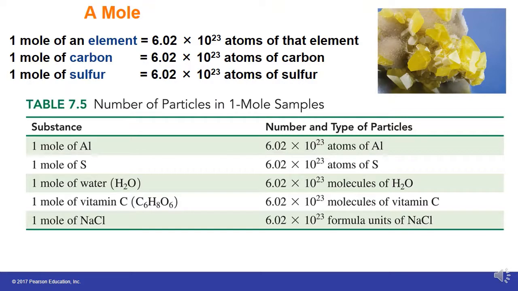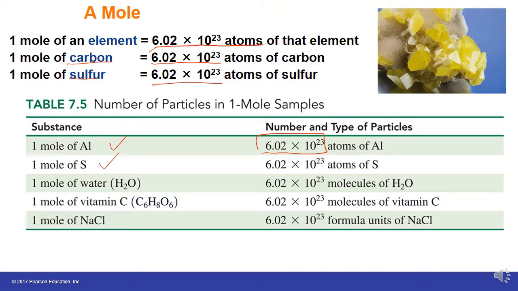If I have 1 mole of an element, that means I have 6.02 times 10 to the 23 atoms of that element. So if I have a mole of carbon, that means I have 6.02 times 10 to the 23 atoms of carbon. The same goes for sulfur. I can say that I have a mole of aluminum, and that means I have 6.02 times 10 to the 23 atoms of aluminum.